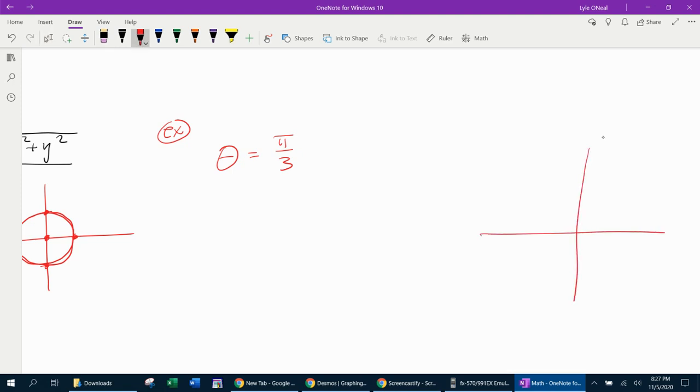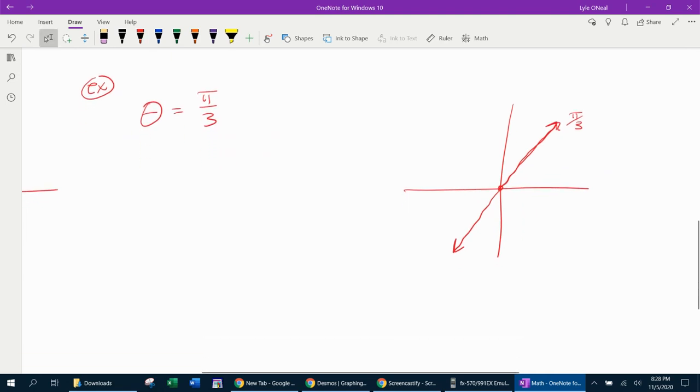Now, what does that mean graphically? Well, where is pi over 3? Pi over 3 is in the first quadrant. But if the radius can be anything, that means the radius can be positive or negative. And so in this case, that would represent a line. This is a linear graph that goes through the origin, and has a slope greater than 1. I'm not exactly sure what the slope is. Hey, but guess what? We're going to figure that out in just a second when we convert to rectangular form.